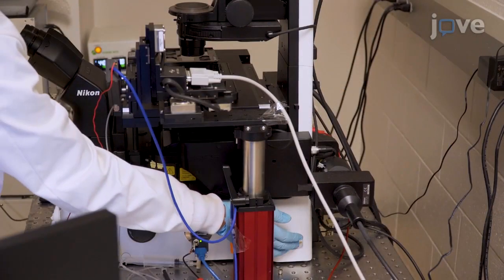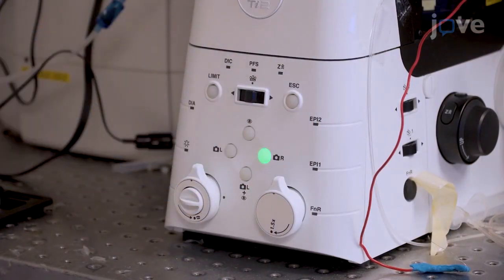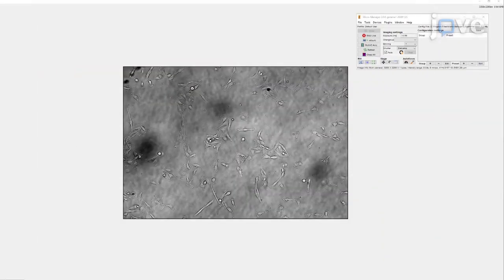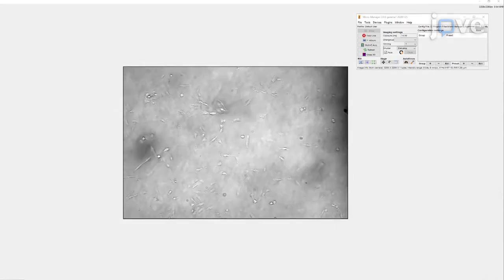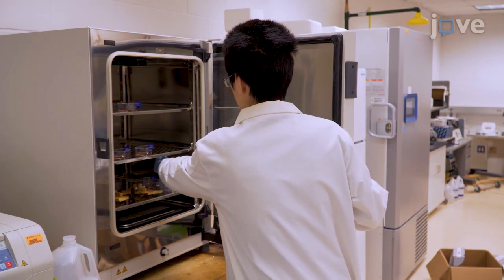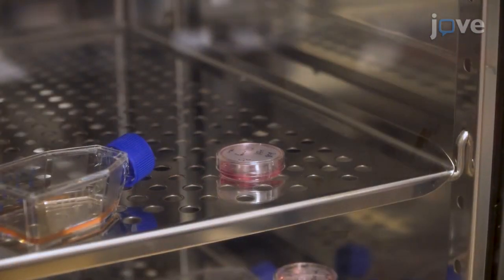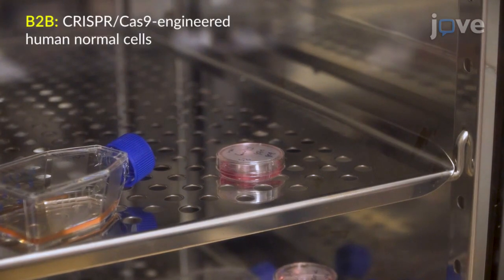Turn on the confocal controller in the inverted microscope. Switch the light path to the right. Observe the cells attaching using Micromanager. If sufficient cells have been attached to the gel, transfer the petri dish back to the incubator. If not, continue the cell incubation for another 30 minutes for B2B and 60 minutes for lung cancer or PC9 cells.